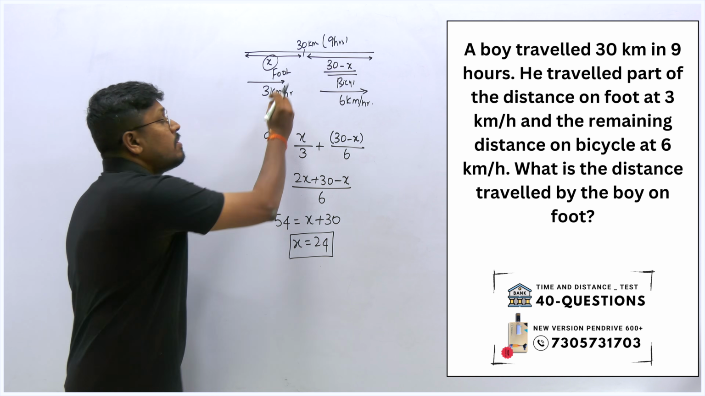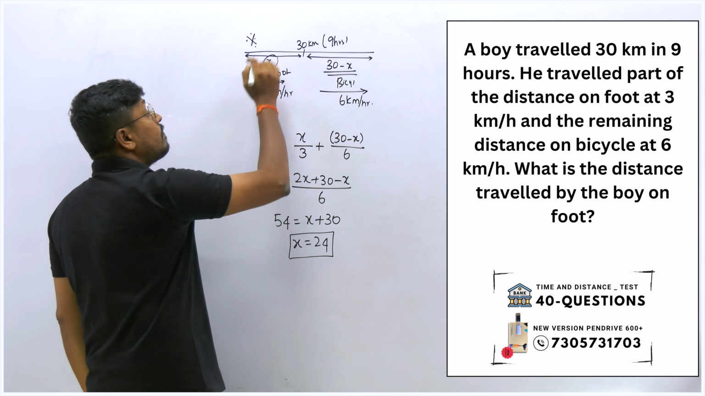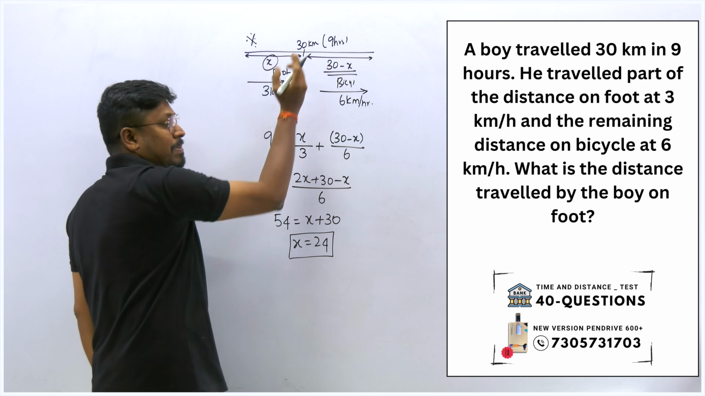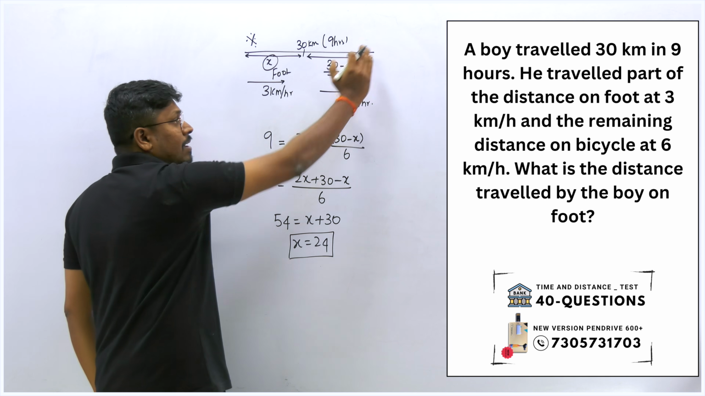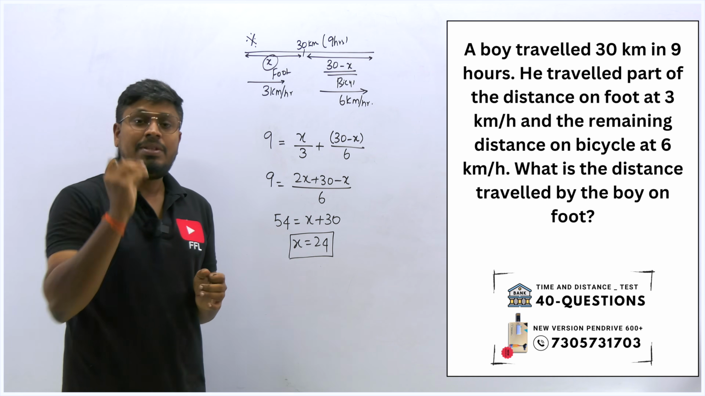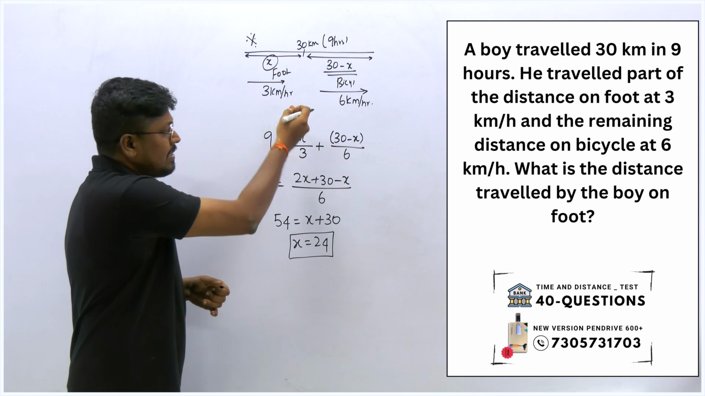So here you can see the question concepts are related to flight also. A flight initially travels some distance at this speed and then it increases the speed. So how much time is taken for the remaining distance to be traveled at this speed? These kinds of questions you can solve in a similar way, right?